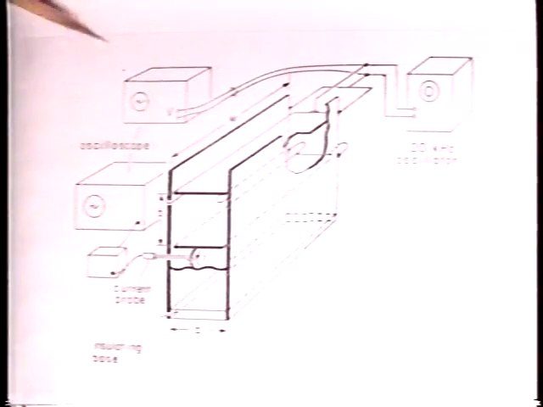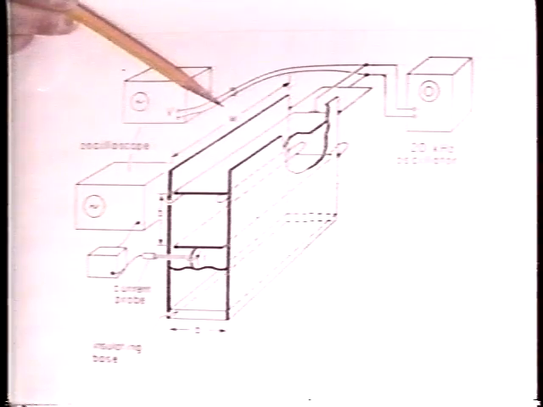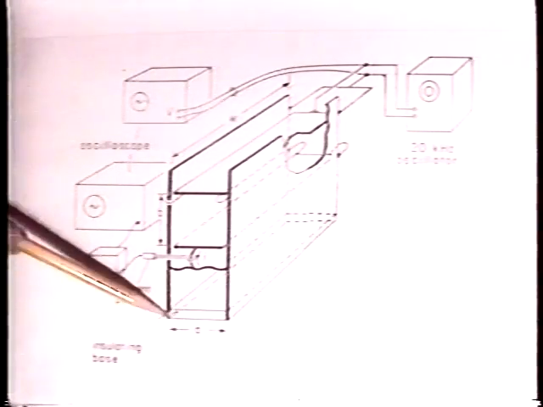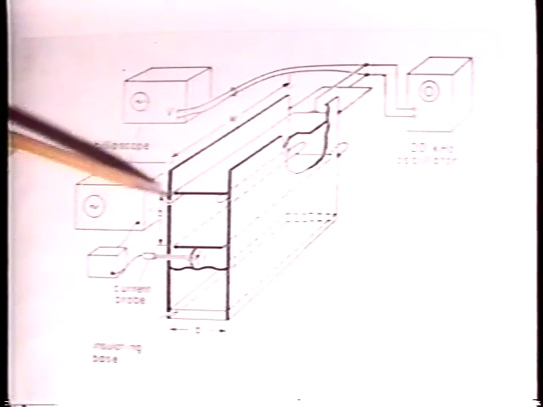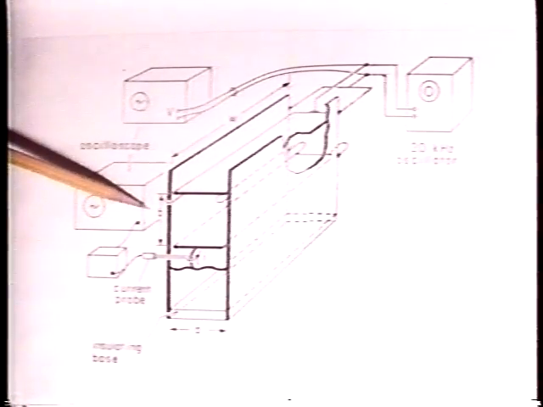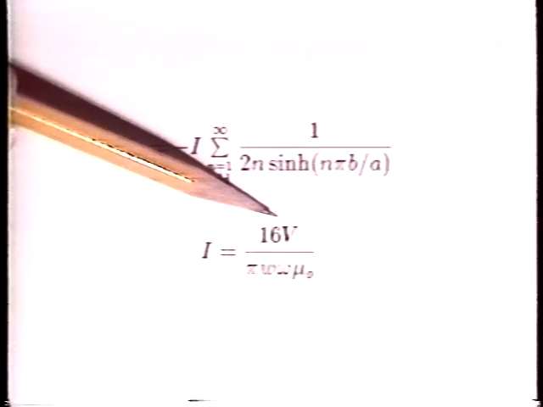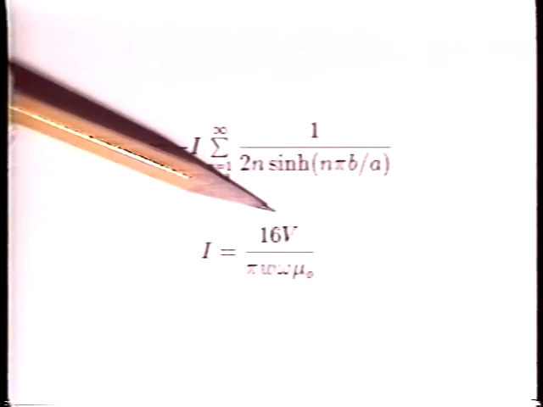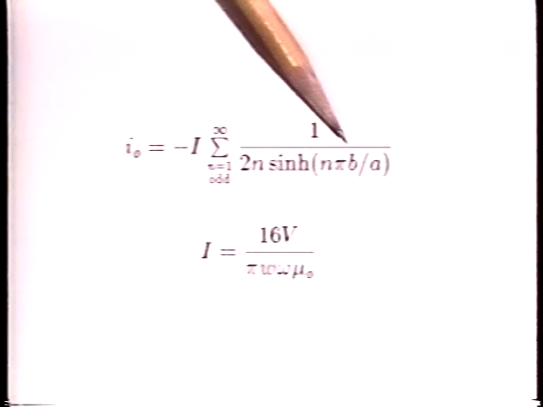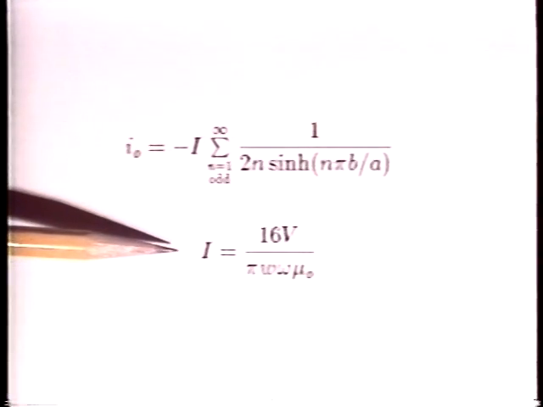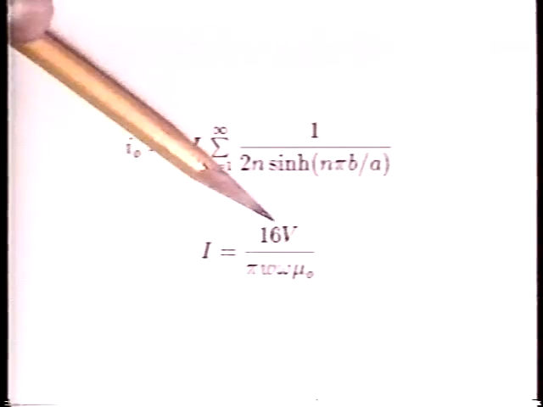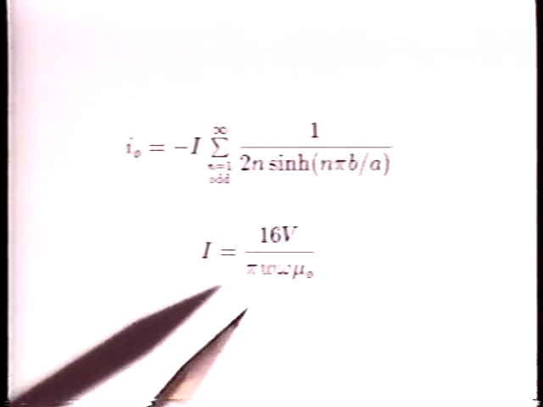The walls have a width W and are separated by A. We've been adjusting the distance B between the excitation and detection plates. Our modal theory tells us that this output current, I sub 0, has this dependence on the AC excitation voltage amplitude V. Here's the dependence on the distance between excitation and detection plates. The normalizing current, I, is proportional to the driving voltage, V, and inversely proportional to the angular frequency, omega.